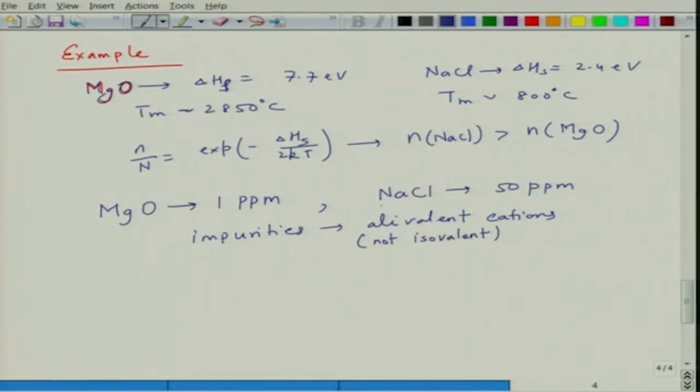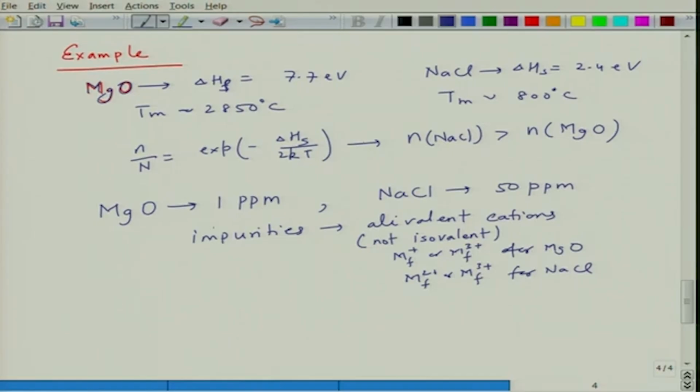So, both of these are M2+. So, it could be M+ or M3+ for MgO. And for NaCl it could be M2+ or M3+, because Na is 1+. So, now let us see. As a result, the concentration of the extrinsic defects is much higher than the intrinsic defects.